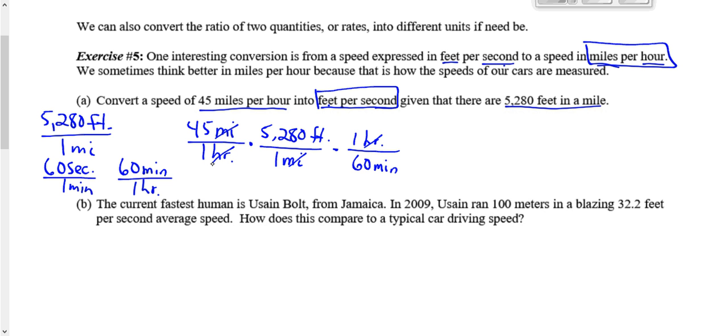Then 1 minute over 60 seconds. So I need 1 minute to 60 seconds, and the minutes cancel. And what are my units that are left, that are not crossed out? Feet per second. That's what we wanted. So now you just multiply these on the top, that times that, divided by 60, divided by 60.